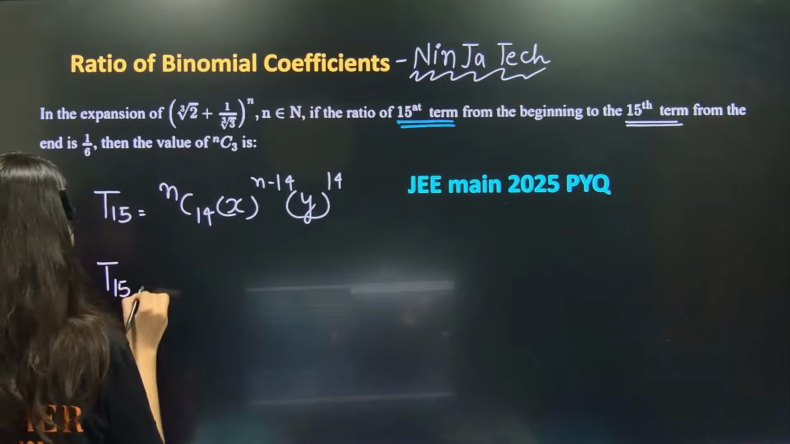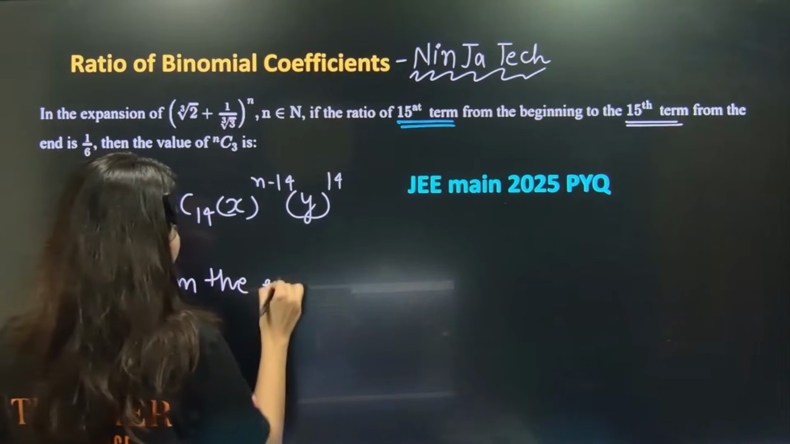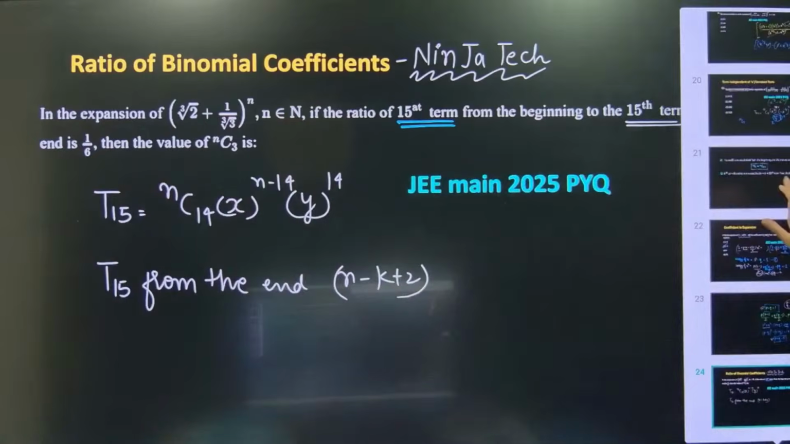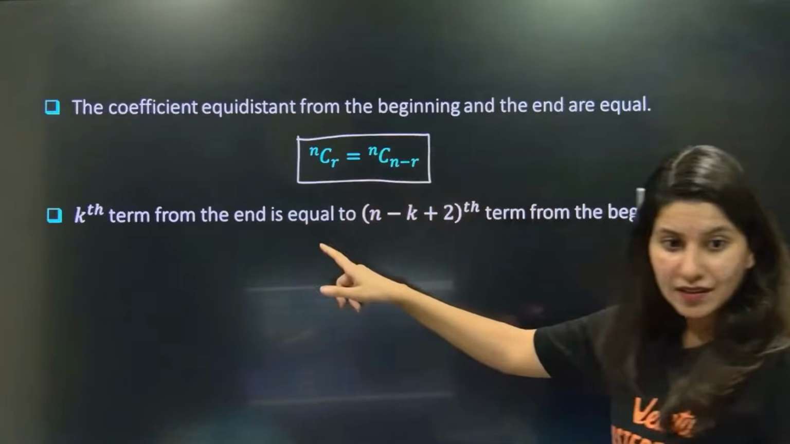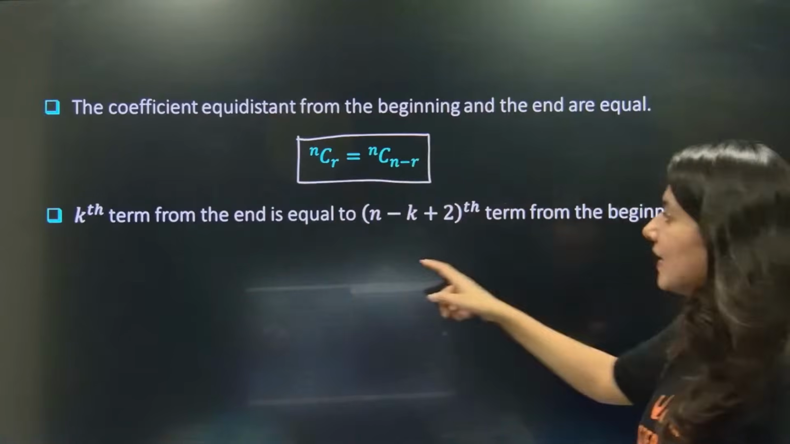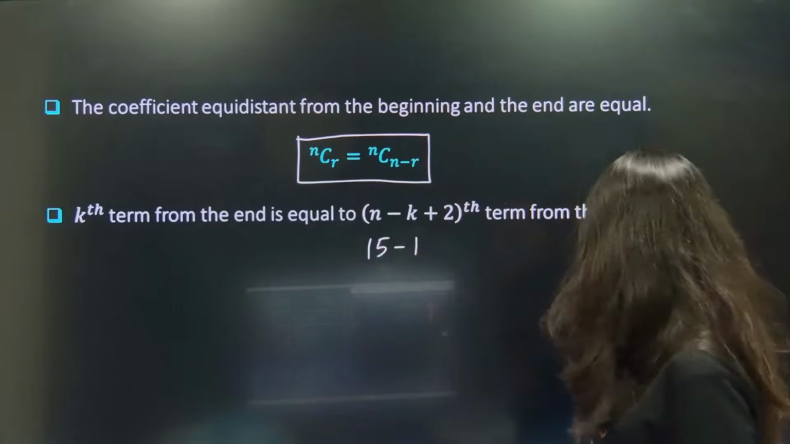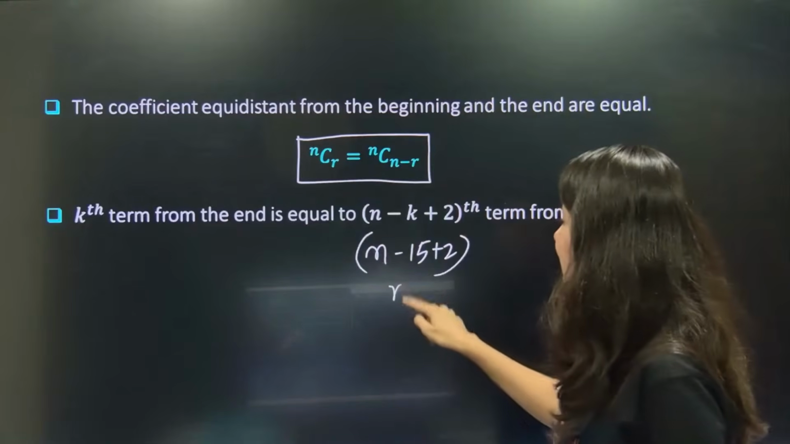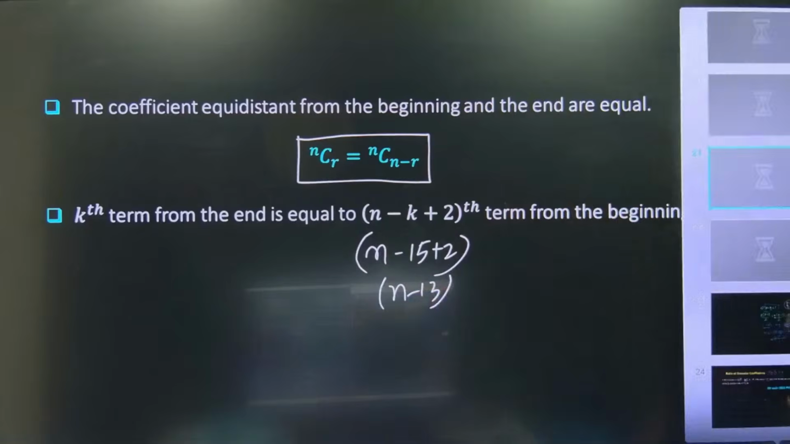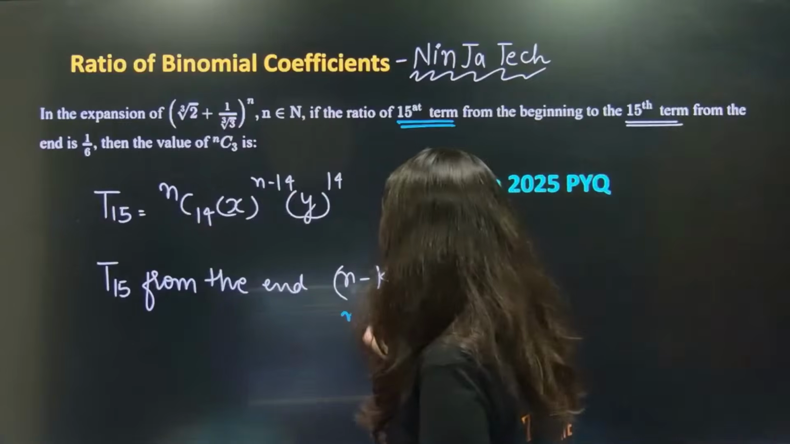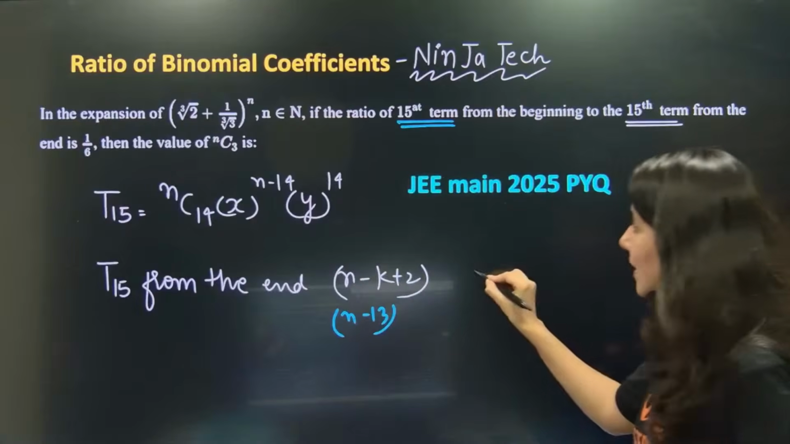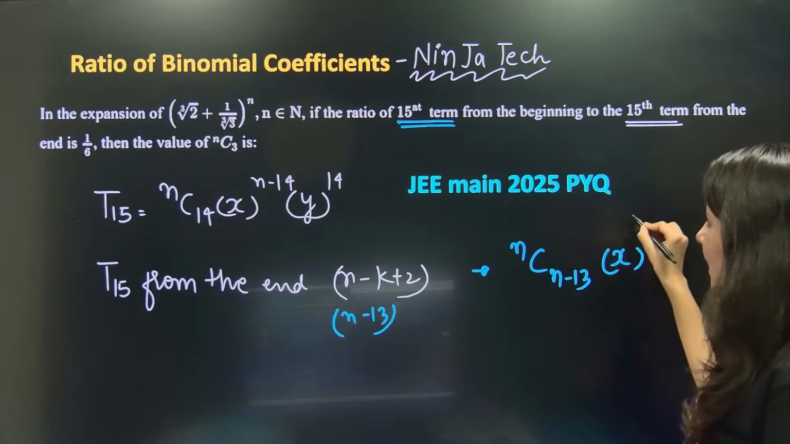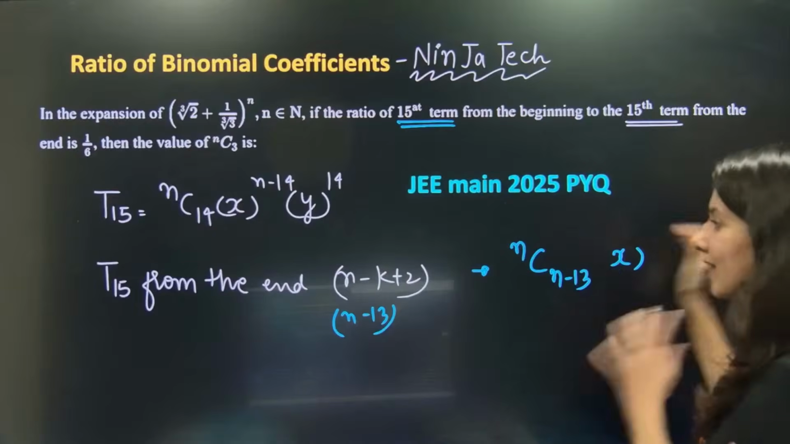What is T15 from the end? You apply the formula, which is n minus k plus 2. This is the formula. I have written it down also. The 15th term from the end will be n minus 15 plus 2, so this is n minus 13. So it is actually the n minus 13 term from the beginning. So you are looking for the n minus 13 term, which will be NC n minus 13, then x power 13, like that. You have to proceed like that.